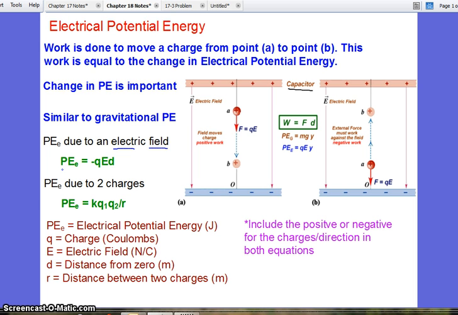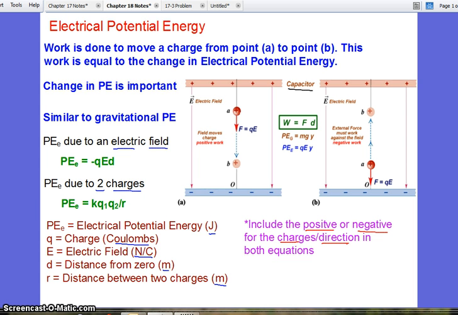The electrical potential energy, if we are given an electric field, we'll use this equation, the opposite of QEd. If we're given two charges instead, then we'll use this equation, kQ1Q2 over R. These are scalar values. We do not need directions with them. But make sure you're in the correct units. The electrical potential energy must be in joules, charge is in coulombs, electric field is in newtons per coulomb. Distance, no matter which equation, is in meters. But make sure, unlike the other four equations that we use with force and electric field, we must include the positive and negative for the charges and directions in both equations.